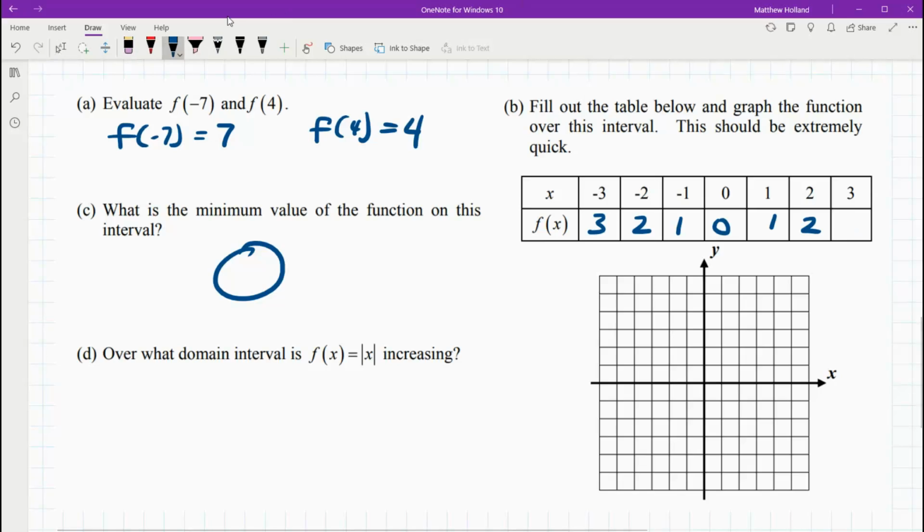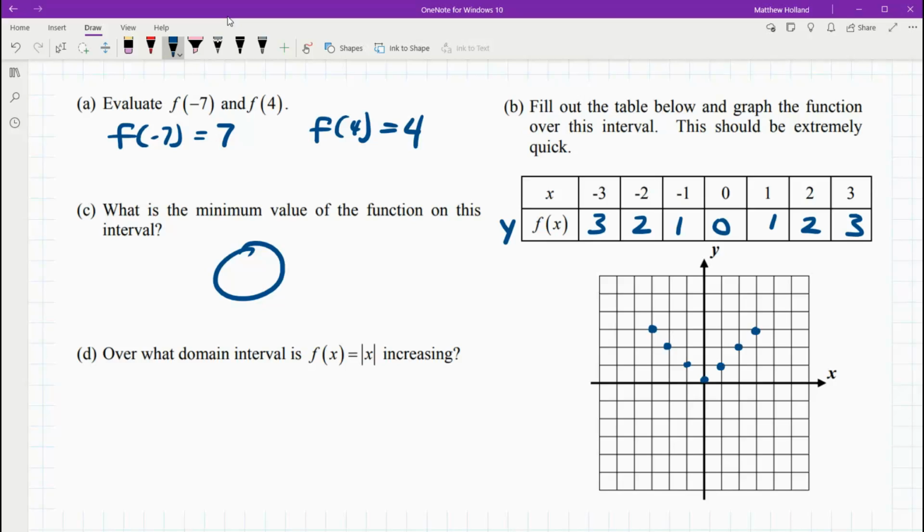Let's graph these points here. So the first point, remember, your f of x is basically your y. So our first point here is negative 3, 3. On the x-axis, we go negative 3, 3, like that. Negative 2, 2, like that. Negative 1, 1. And you're going to see it has this cool V shape.